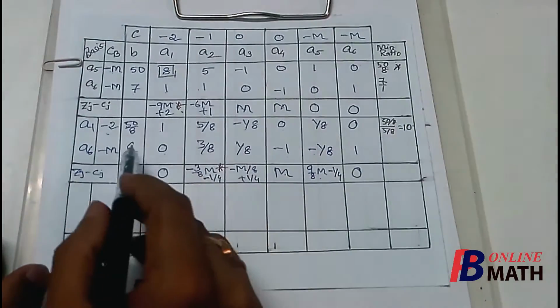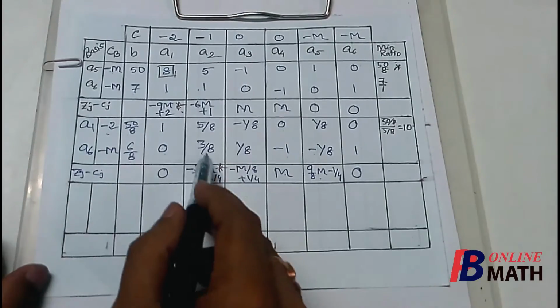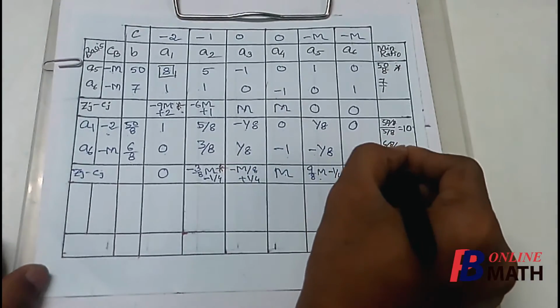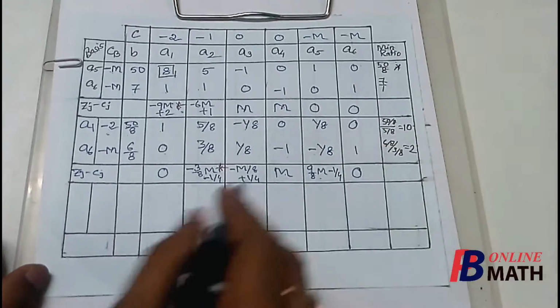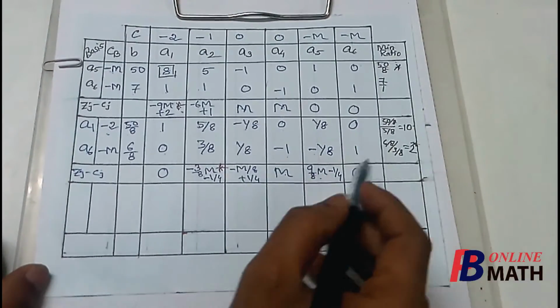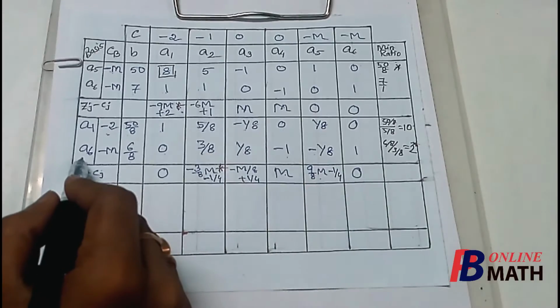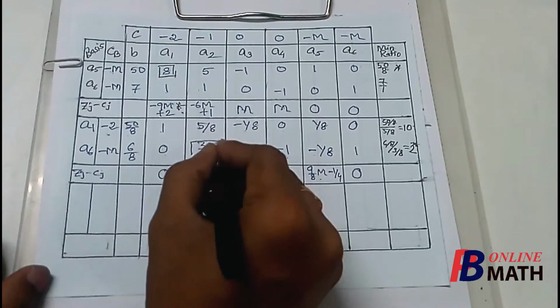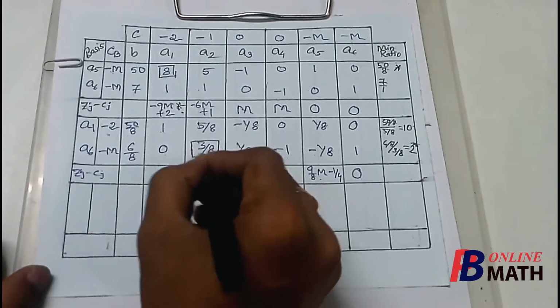The next ratio is 6 by 8 by 3 by 8, which is 2. So here we find that 2 is the minimum, so 2 is the min ratio. That means the vector A6 will leave the basis. So this will be the key element.